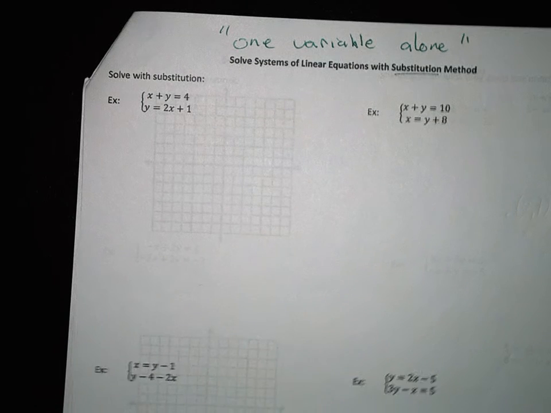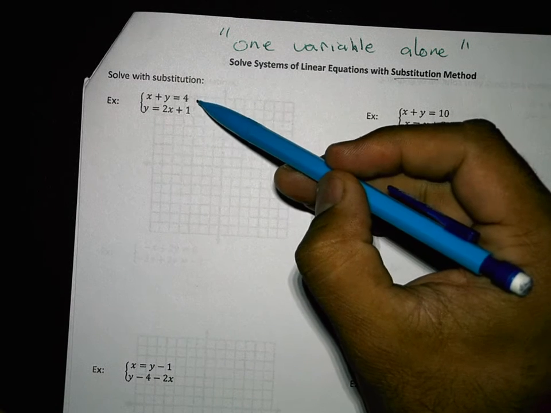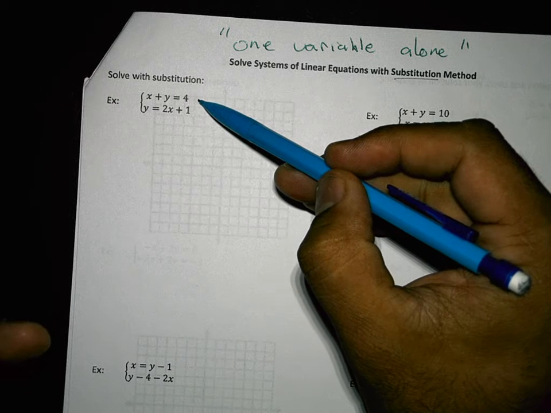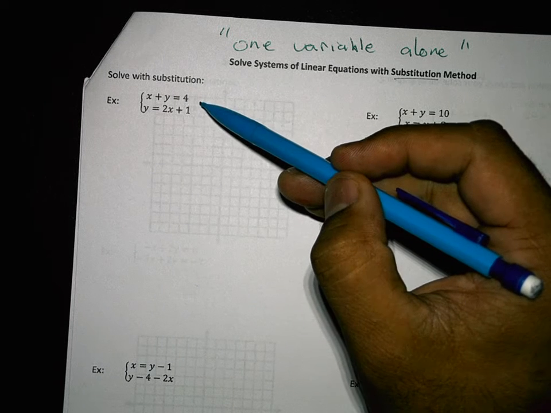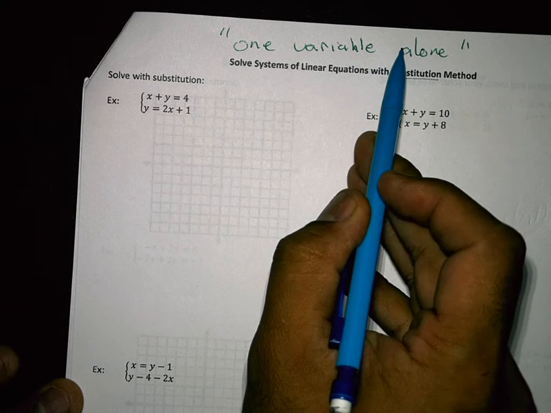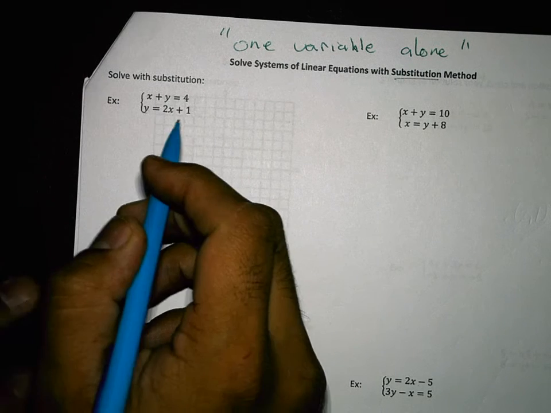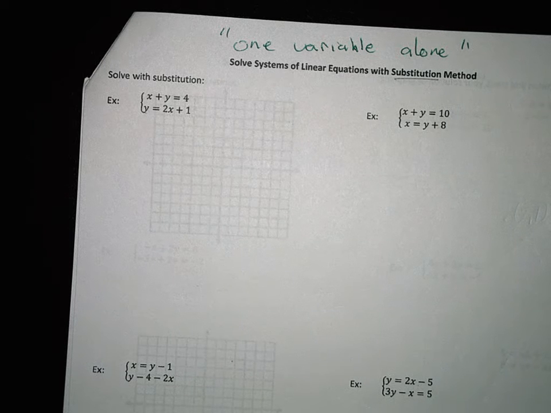So here's my system. So I'm looking at these two right here, and I got to find out. Now I could graph them just like I did in the previous example, but I want a different method. So the first thing is, do I have one variable alone? Okay, and you see I have this y all by itself, then I am good to go. Okay, so as long as that's true, now I'm going to do the actual substitution.